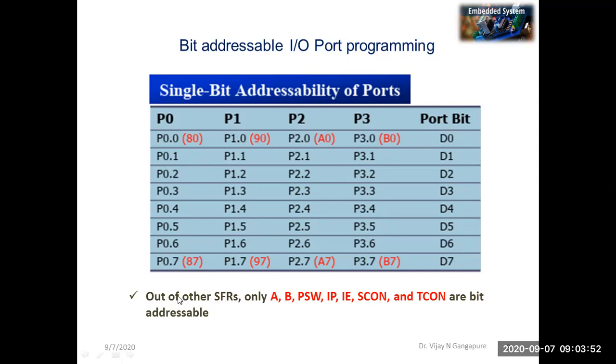Out of the other SFRs, port 0, port 1, port 2 and port 3 are bit addressable. Other than these ports, among the other SFRs, only the accumulator, B register, PSW, that is the program status word, IP, IE, SCON and TCON are bit addressable SFRs. All other remaining SFRs are not bit addressable.